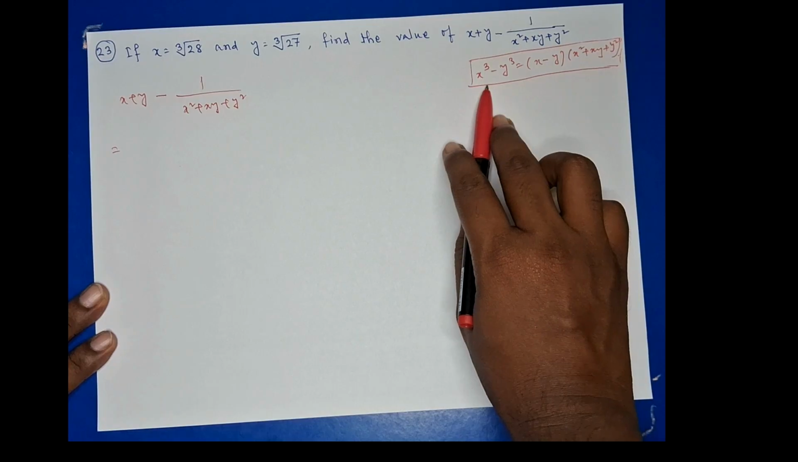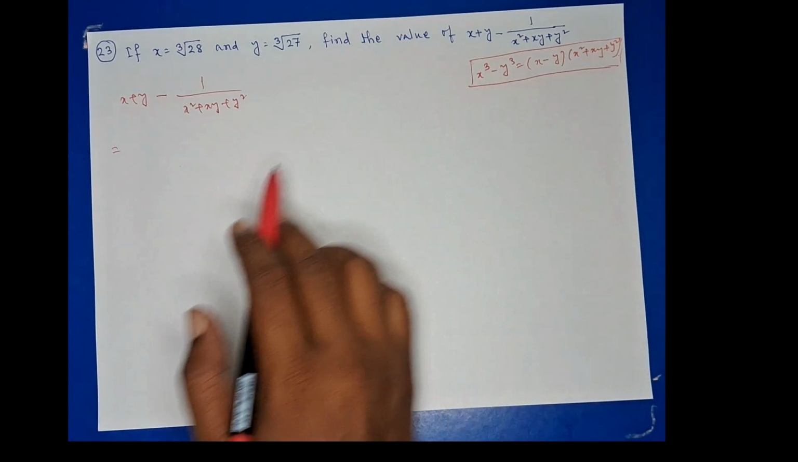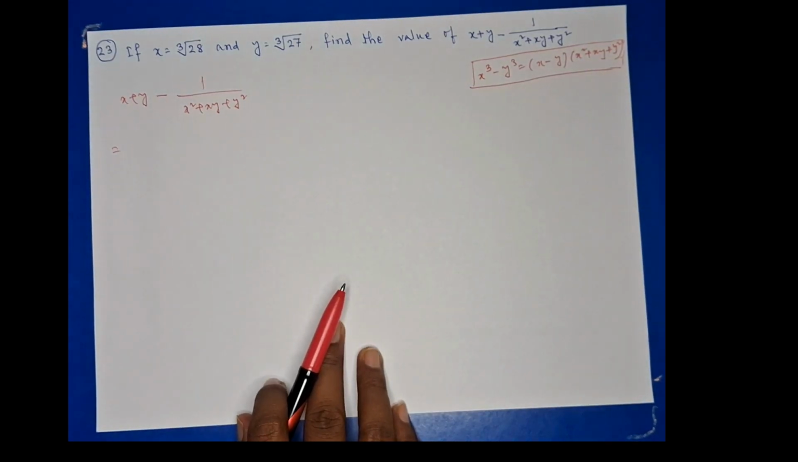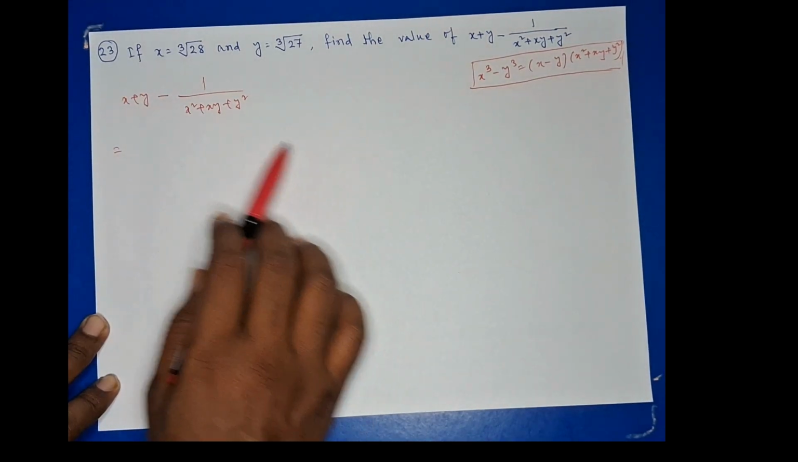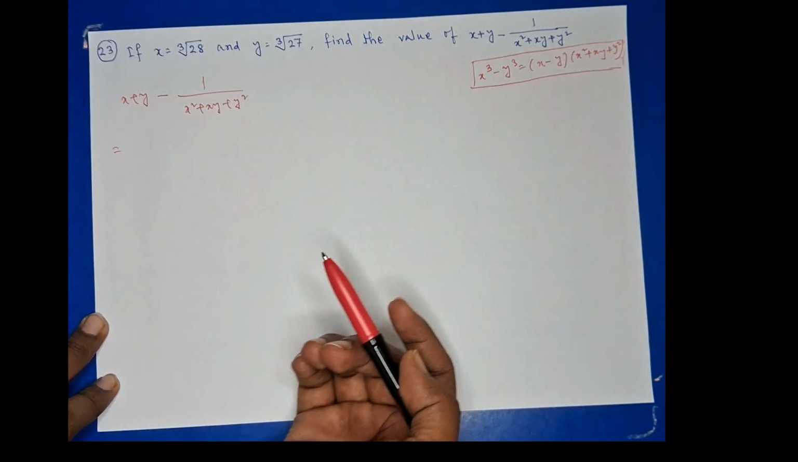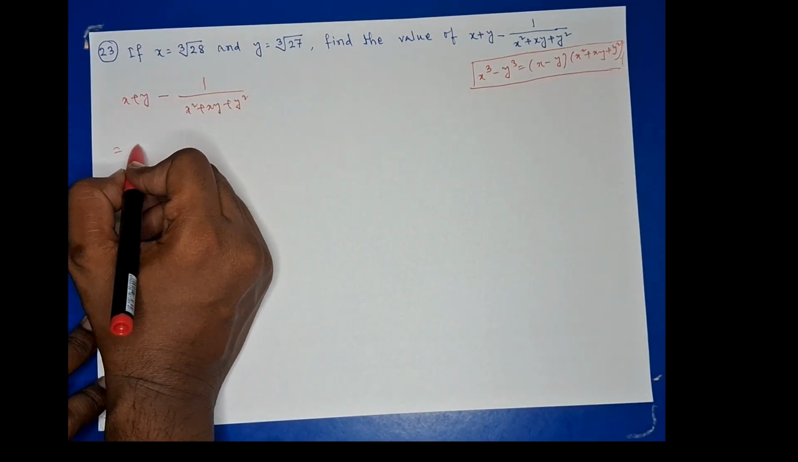Why do I need this formula? Because anyhow, if I can make this portion a cube, then the x cube or y cube, it will be very easy for me to solve it. Because if x is equal to cube root of 28, then x cube is equal to 28. So let us see if we can make it or not.